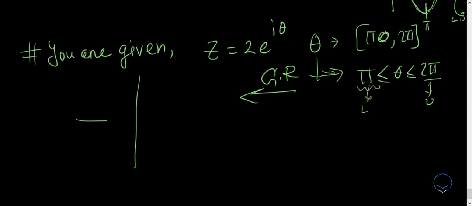So if this is your Argand diagram, the contour is starting from pi. So this is pi, right? And it will go from pi to 2 pi. So it's going anti-clockwise. So this is a positively oriented contour, and you can see this is a semicircle on the lower half plane on the Argand diagram.